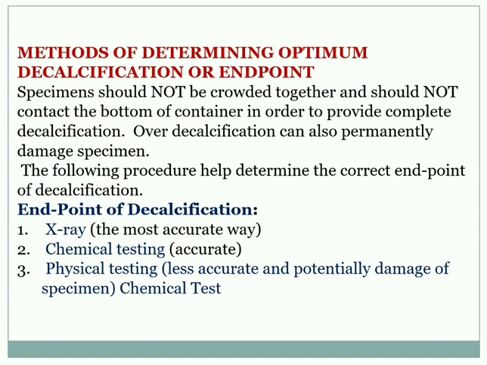Now, methods to determine endpoint. The specimen should not be crowded together and should not be in contact with the bottom of the container in order to provide complete decalcification. Over decalcification can also permanently damage the specimen. Some of the methods to determine endpoint are X-ray, chemical testing, and physical testing. The most accurate one is the X-ray technique.